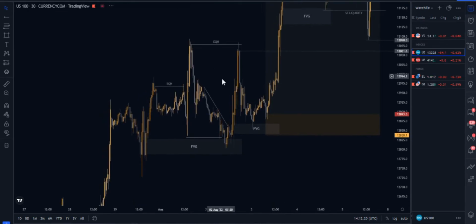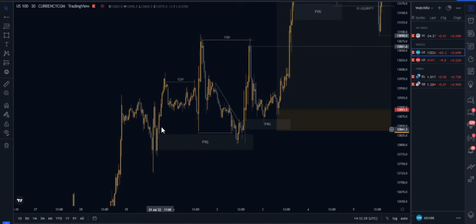So on the Nasdaq, I took a setup in this area over here. The idea I was looking at in this area was this fair value gap over here to be filled up. All of this price action that you see over here was not here when I took it. So it was just this setup over here. I was looking for price to come and fill up this gap because we had a break of structure over here.